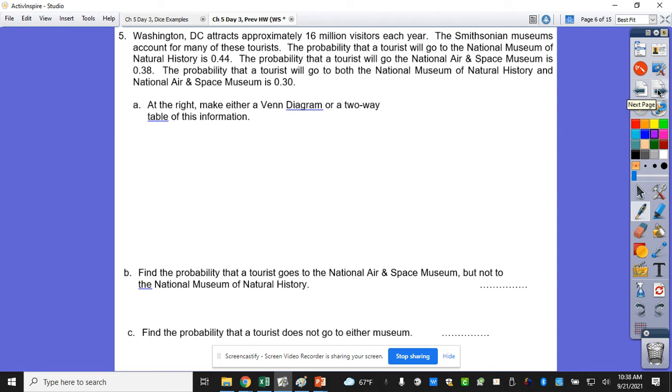Washington, D.C. attracts 16 million. You don't even really need that. So we have 2 different random variables. One of the random variables is whether or not they go where? Which one? What's one of the events? So history or not. My other random variable is what? Airspace or not. So you can do it as a 2-way table or a Venn diagram. It doesn't really matter which way you do it. I'm going to do airspace or not, history or not.